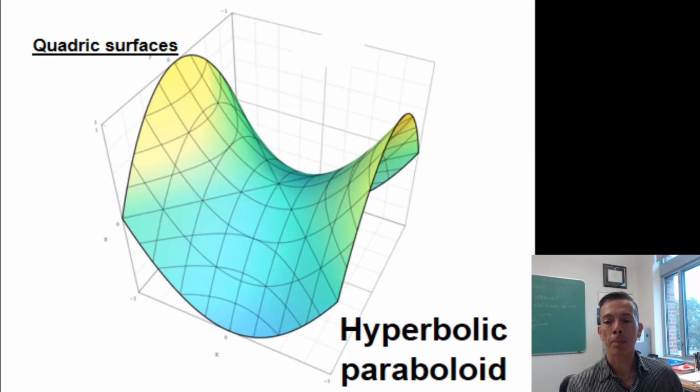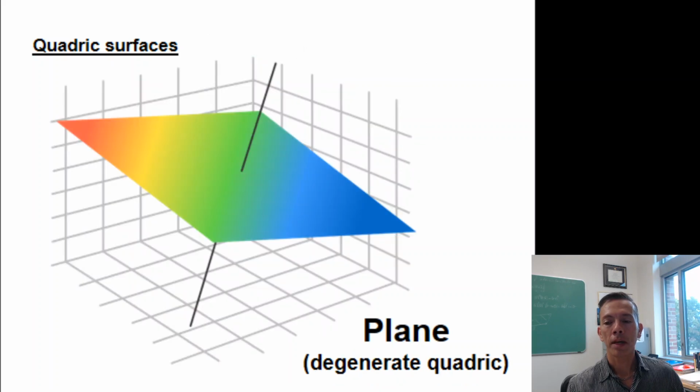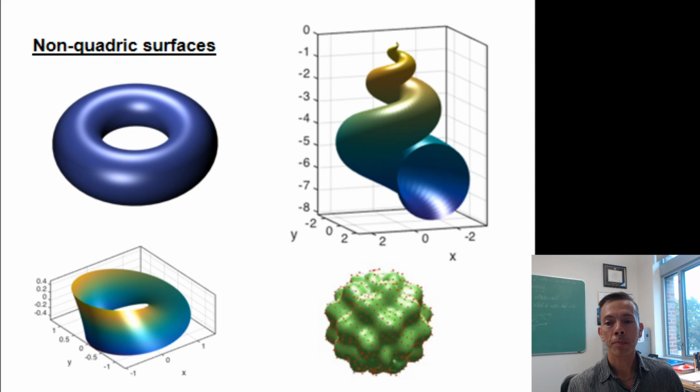Here is the hyperbolic paraboloid, which is kind of a cross between a hyperbola and a parabola. If you slice it in one direction, you get a hyperbolic trace. If you slice it in a perpendicular direction, you get a parabolic trace, as we'll see in a few minutes. Here is a cone. And here you have a plane, which is just a degenerate quadric.